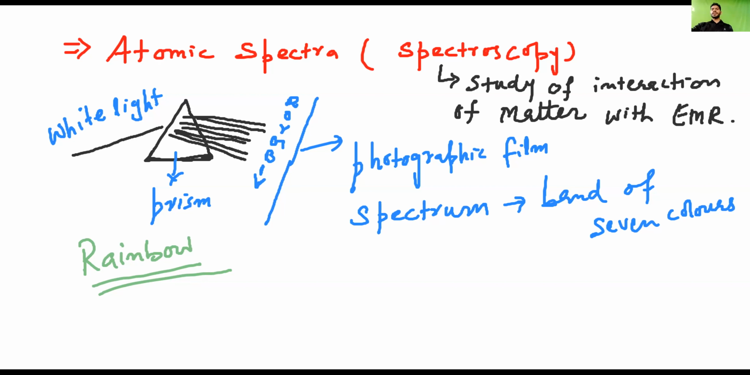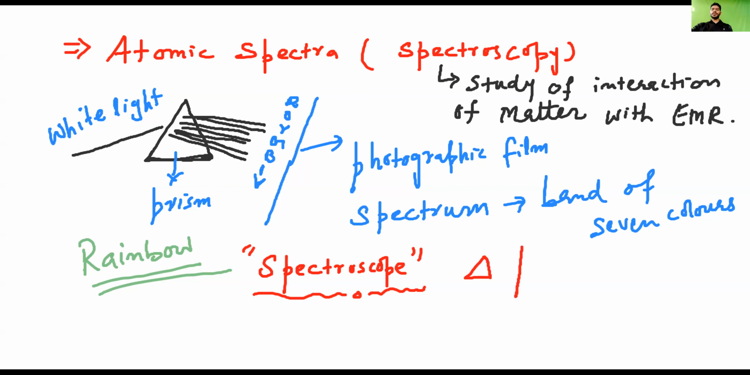And this spectrum is studied in an instrument that is known as a spectroscope. So we study these spectra with the help of this spectroscope. Spectra are always studied with an instrument, that is your spectroscope. This spectroscope contains a prism inside, and there is also a photographic film on which we can see this band of 7 different colors.